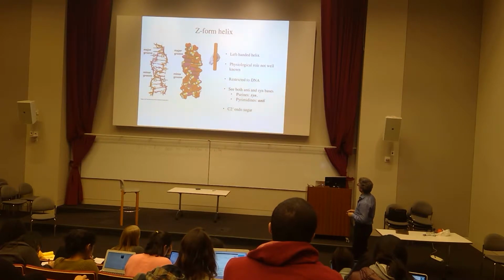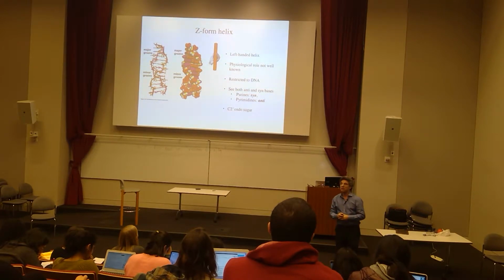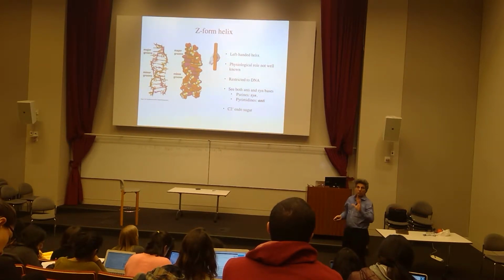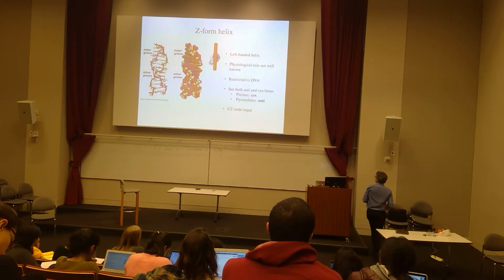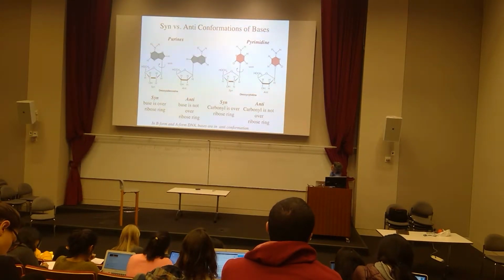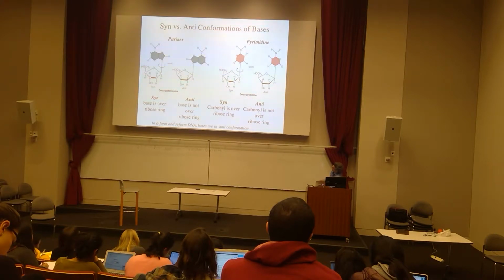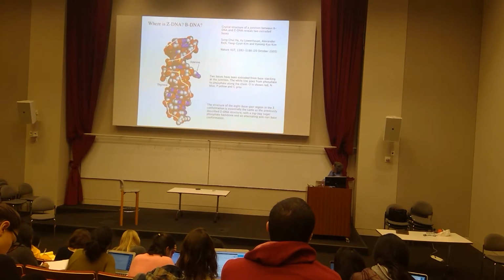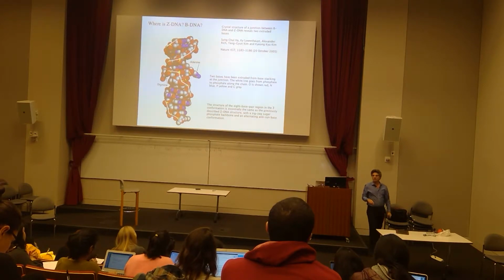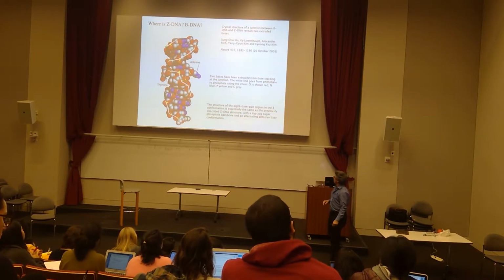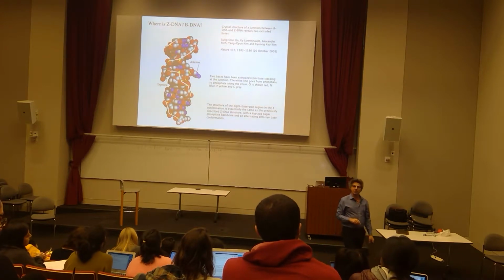It does have a C2' endo, and in this form, we populate syn forms for the purines, where they're rotated over the base, and anti forms for the pyrimidines. So here was a structure that Alexander Rich contributed to that just came out not that long ago. And this kind of blew people's minds.